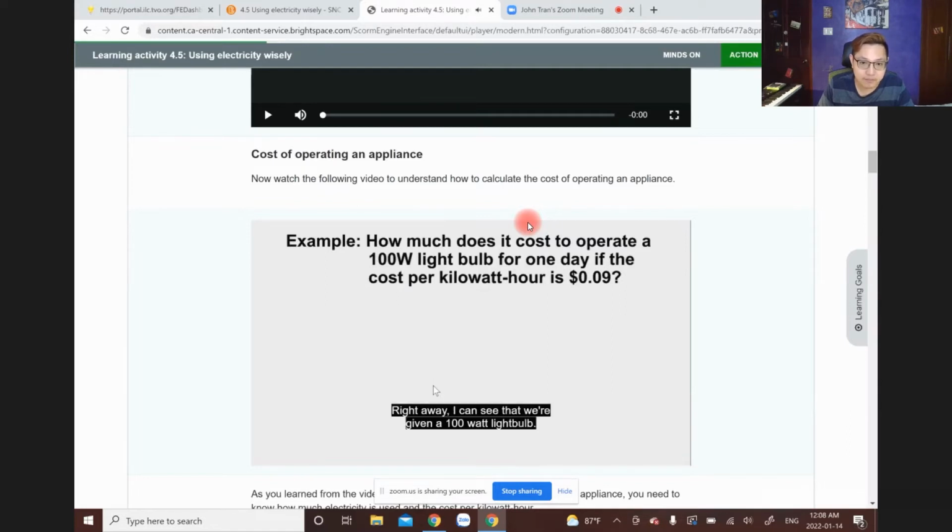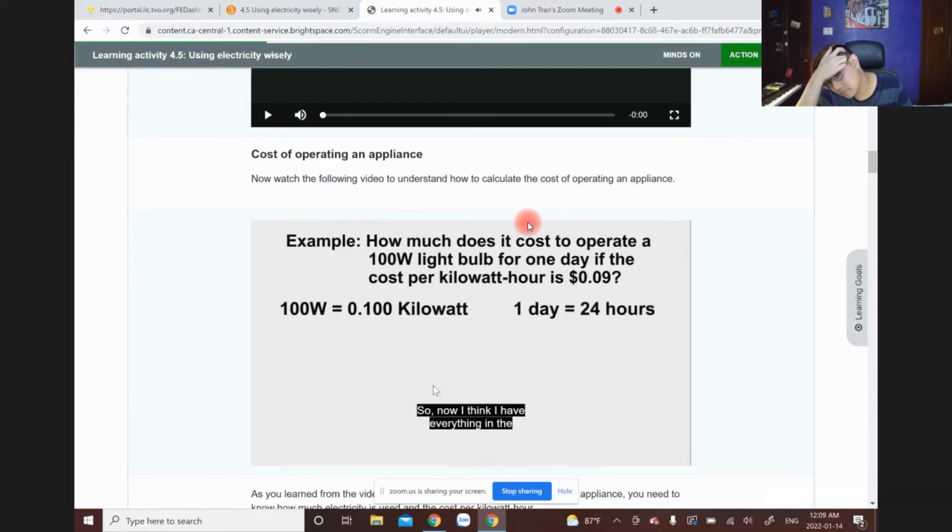Right away, I can see that we're given a 100-watt light bulb. We need to know this in kilowatts. To go from watts to kilowatts, we could divide by 1000 or move the decimal three places to the left. So if I say 100 and I had a decimal there, if I moved it 1, 2, 3 places, I would end up with 0.100, and that's kilowatts. The other thing I could have done is taken 100 and divided it by 1000, and I would have ended up with the same result, 0.100 kilowatts. To simplify the one day, we need kilowatt hours by the time we are done. So we are going to take our one day and convert it into hours. So that's 24 hours in a day.